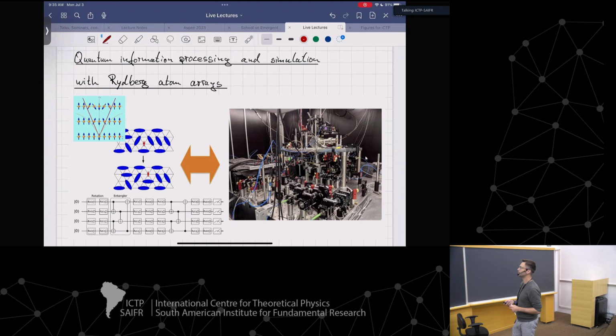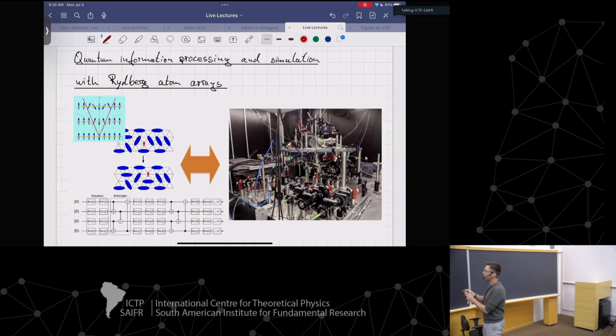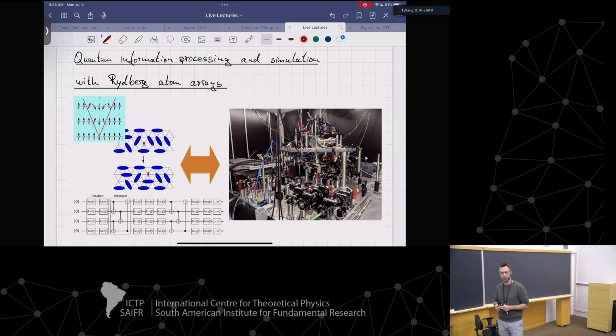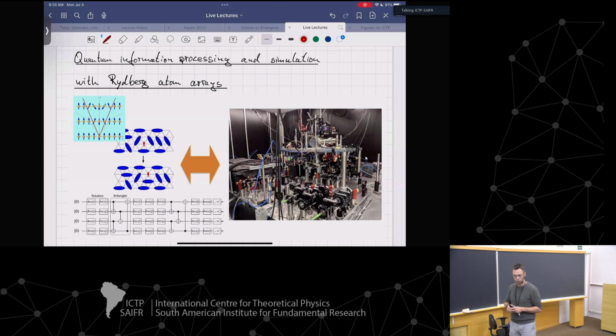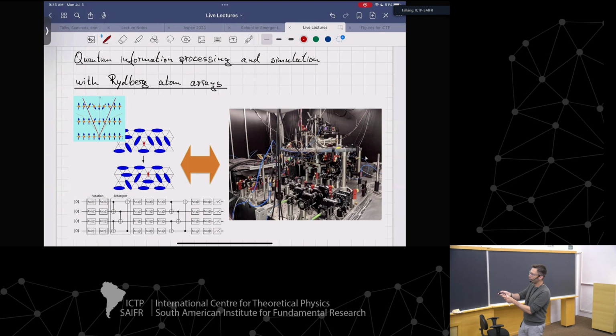Okay, so that is the goal, to make this connection. The experiments that my group and many groups work with are cold atom experiments. Cold atom experiments are quite special because it's a very well-controlled system. I will give you all these little control methods that you have to then even assemble single atoms that behave like these spins or like these dimers or that you could use as qubits in your quantum processor. So that's why my lectures are on quantum information processing and simulation with Rydberg atom arrays.